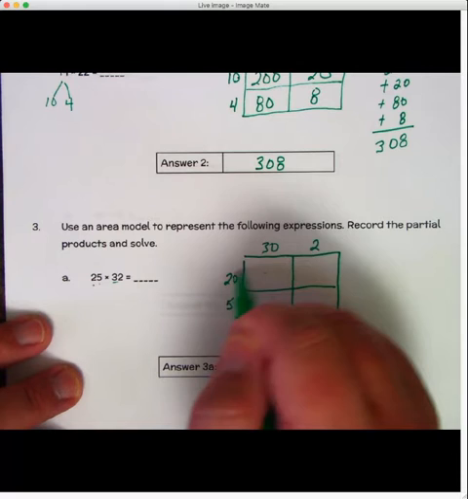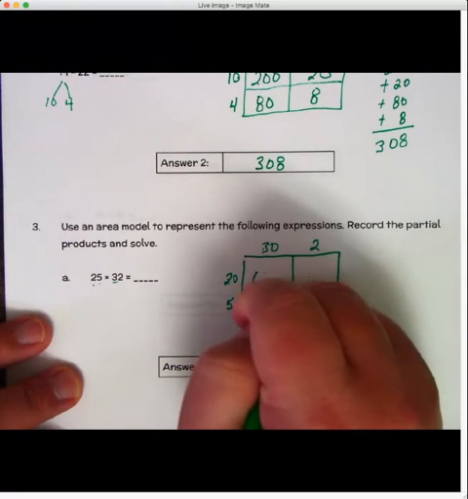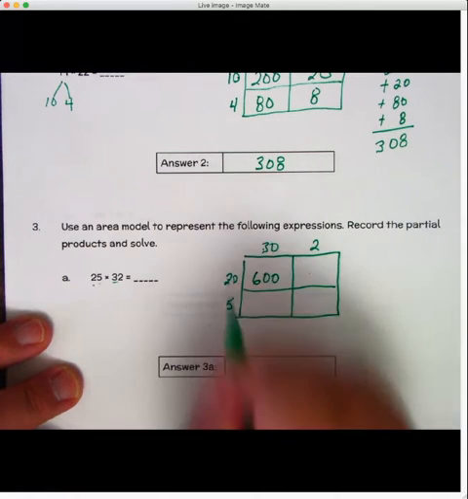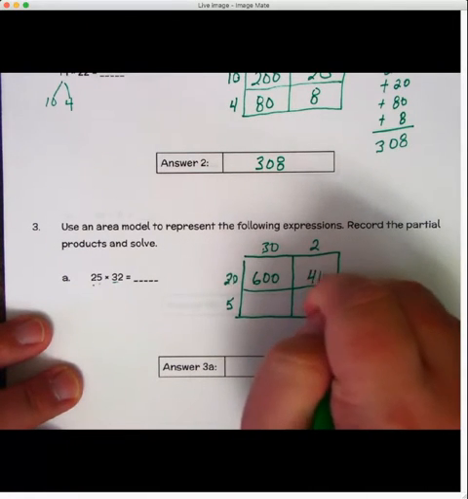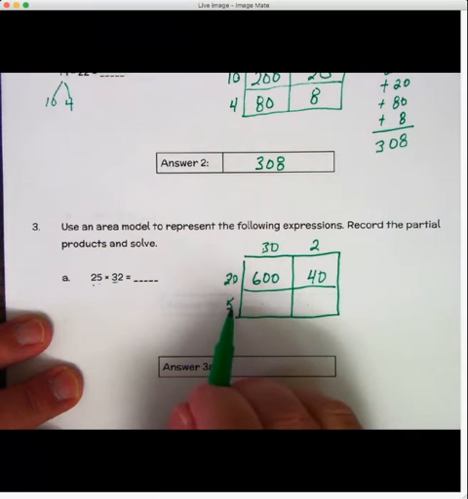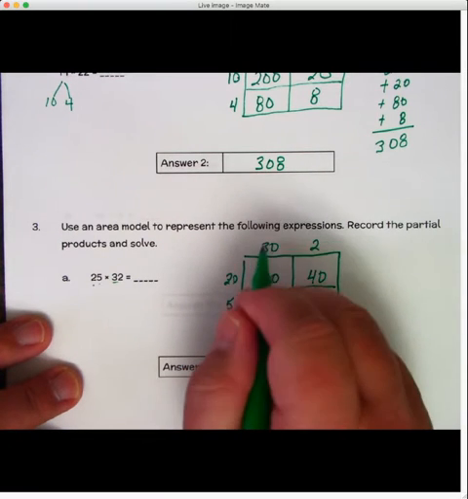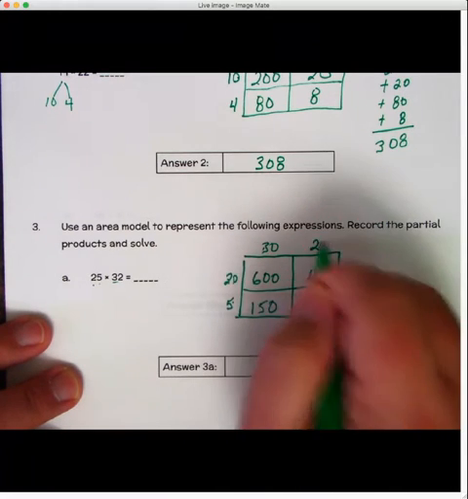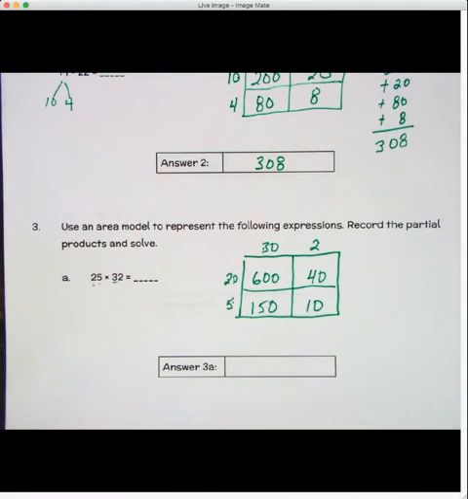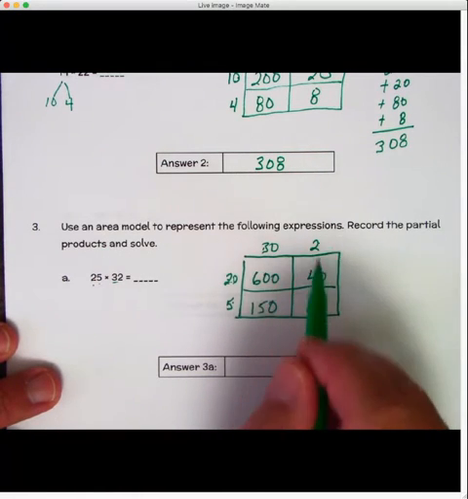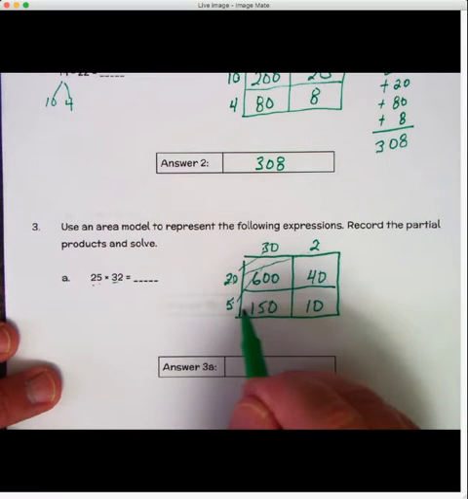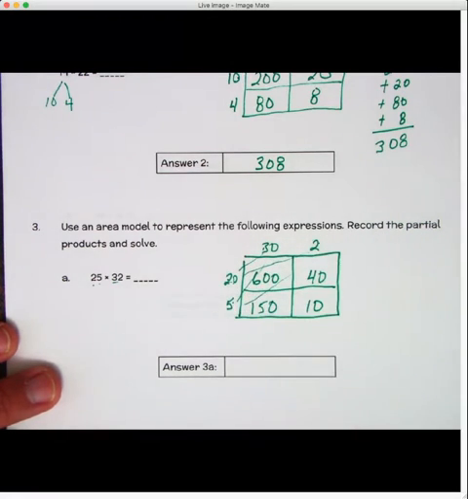So 20 times 30, that's 2 times 3 is a 6, and add 2 zeros. 20 times 2, that's 40. Drop down here, let's do 5 times 30. 5 times 3 is 15. Add our 0. And then 5 times 2 is 10. You just see how we did that? Just multiply each number in each box. 20 times 30, 20 times 2, 5 times 30, 5 times 2 to get these answers in the boxes.